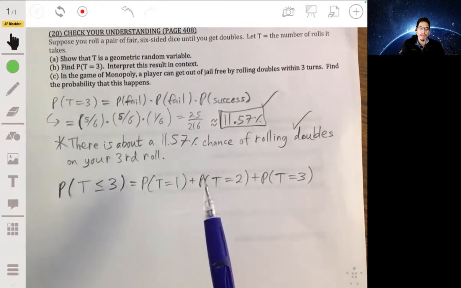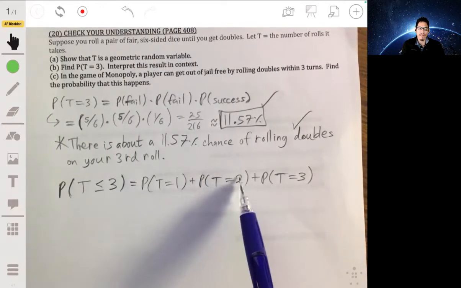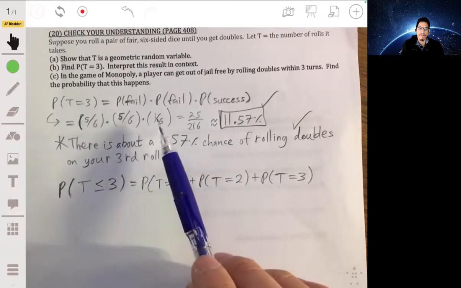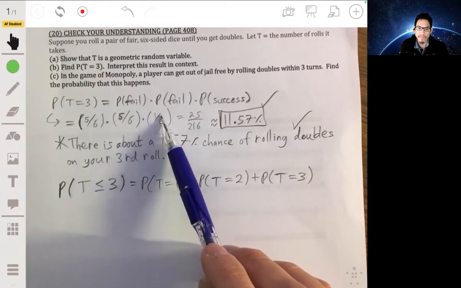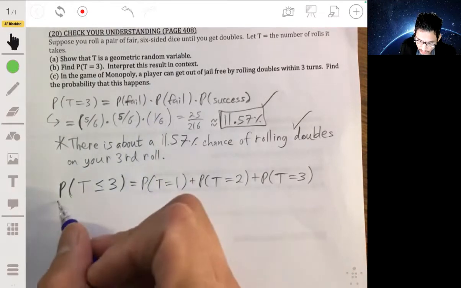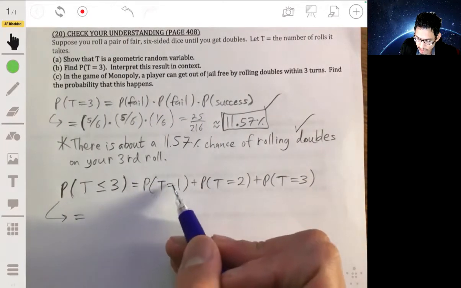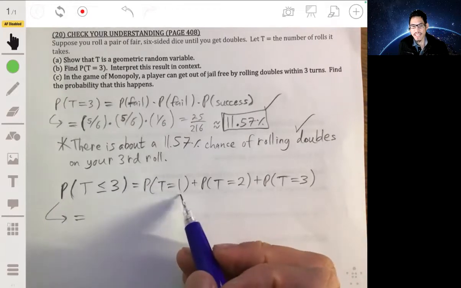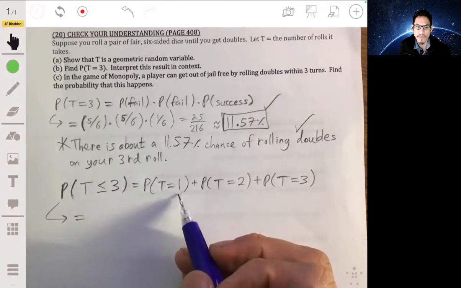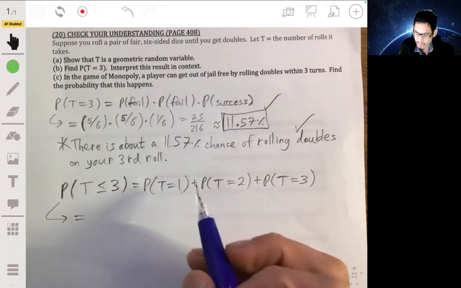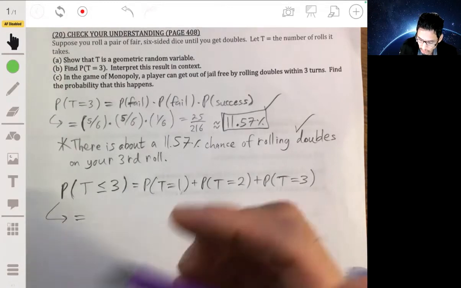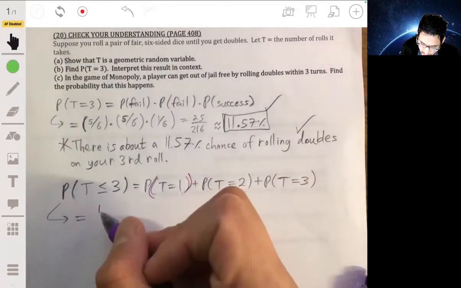Now, these are calculated simply in the same way that we did part B, but make sure you interpret them correctly. Remember, if we find the probability that t is 1, that means you're going to get a success on your first roll. So we're just looking for the probability of a success. That would just be 1/6.